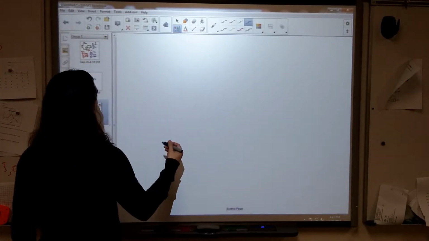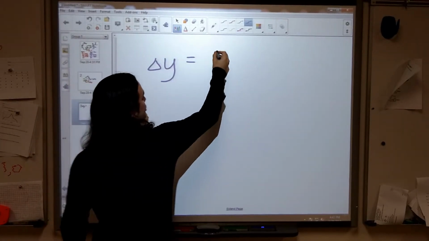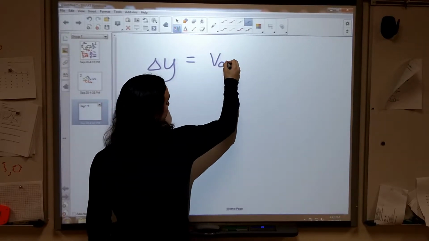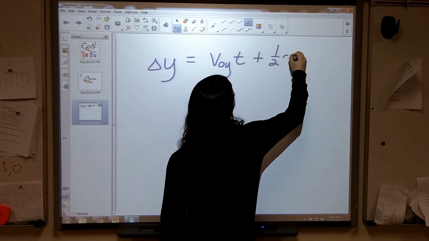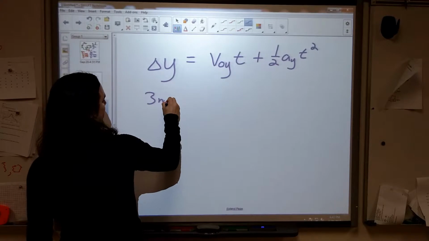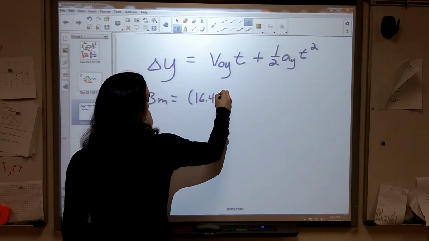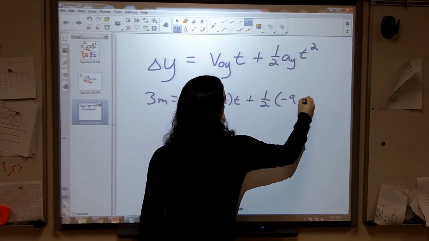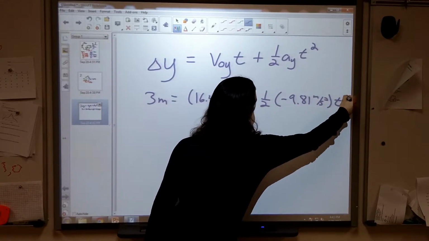If we use the equation that we need to go straight for time, we'll use the following. It's the most common one that shows up a lot. It is delta y, or delta x if you prefer, equals v naught in the y times time plus 1/2 a_y t squared. We can fill in our values. We've got positive 3 meters equals 16.4 meters per second times time plus 1/2 negative 9.81 meters per second squared times time squared.